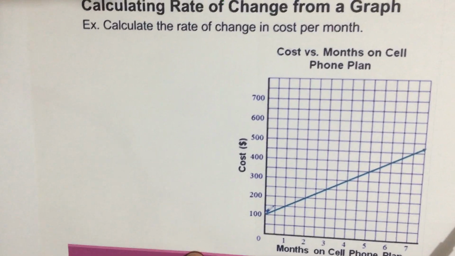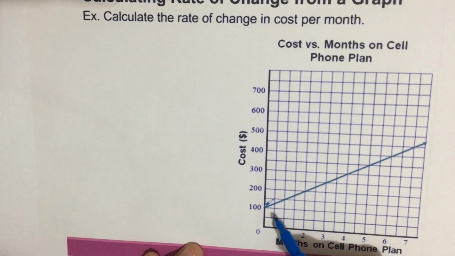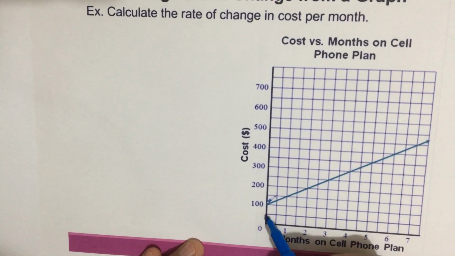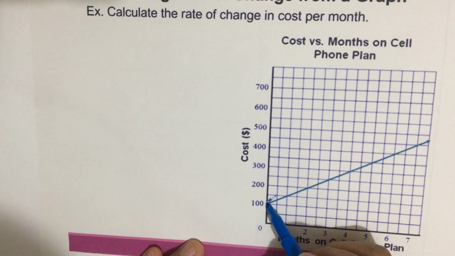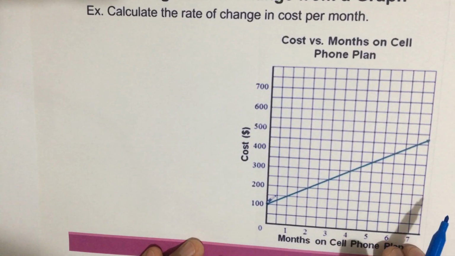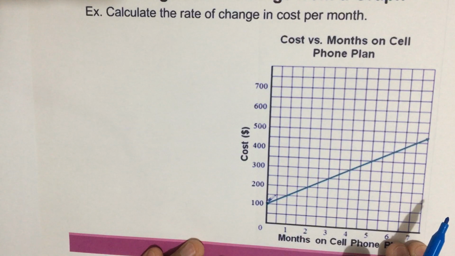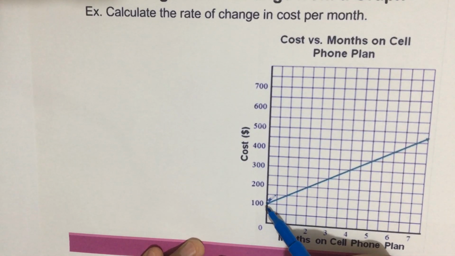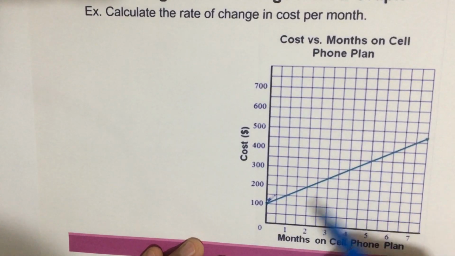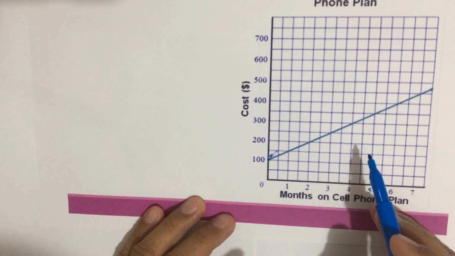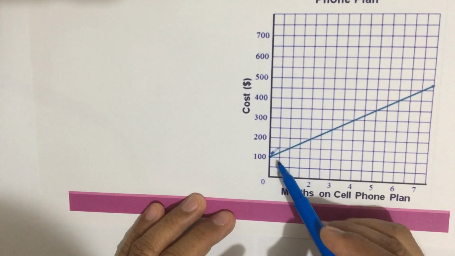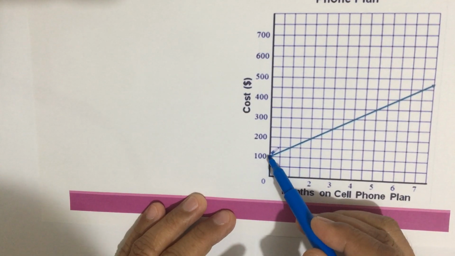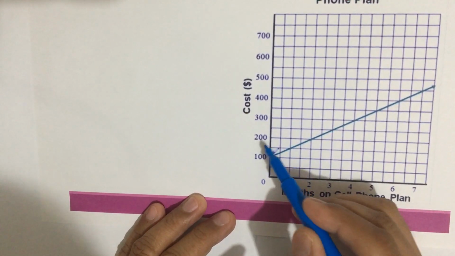So as you see here in the beginning, even before you use the phone, there's already a corresponding amount, which is 100. So perhaps this $100 here is the cost of the activation. Even if the service has not started yet, there's already a corresponding cost. So looking at this graph, on the first month, there's a corresponding $50 because we have 100 here, 200, so half of it. So this is 50.